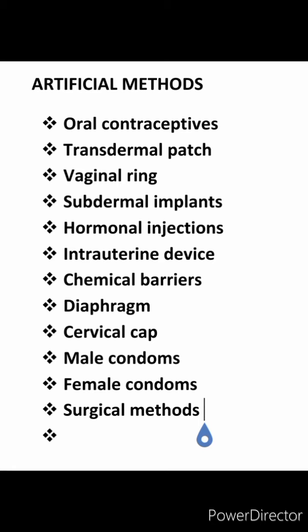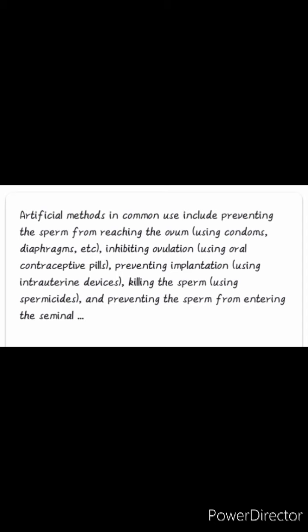So, what is an artificial method? Common uses include preventing the sperm from reaching the ovum using condoms, diaphragm, and etc. Inhibiting ovulation using oral contraceptive pills, preventing implantation using IUDs, killing the sperm using spermicide, and preventing the sperm from entering the seminal.